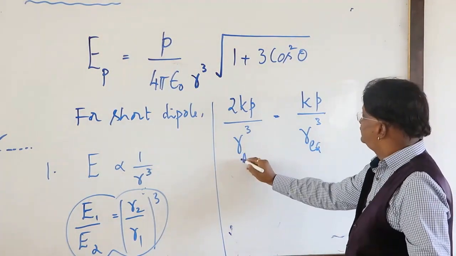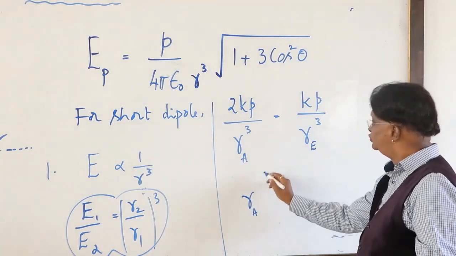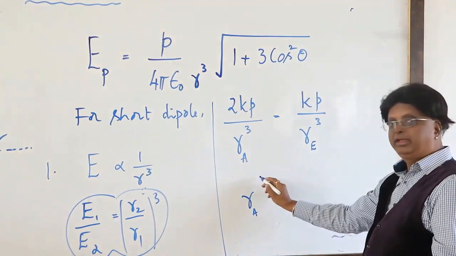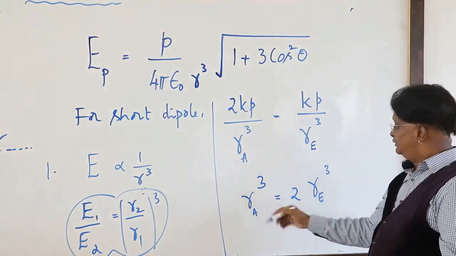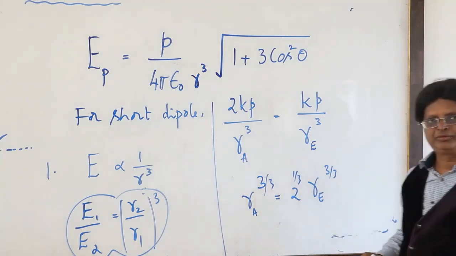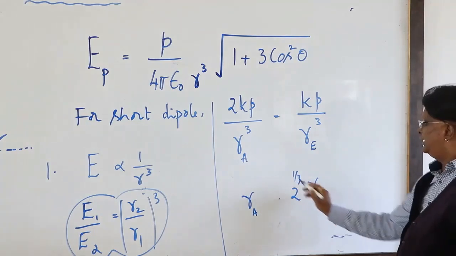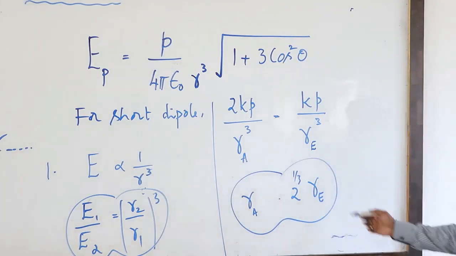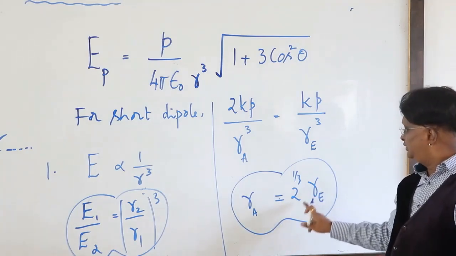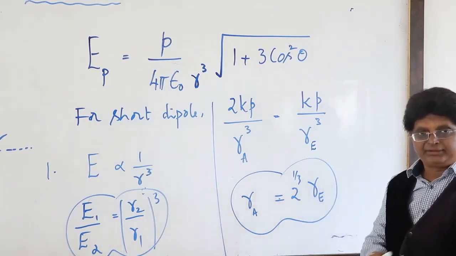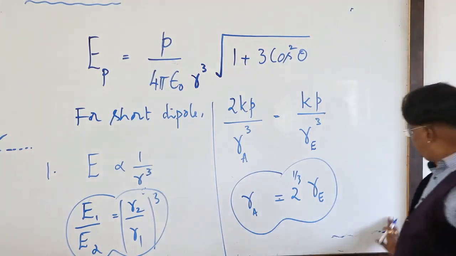Supposing I write capital A for axial and capital E for equatorial, what do you get? Common terms are cancelled. So here what you get is RA cube is equal to 2 times RE cube. Therefore, taking the cube root on either side, what is the final result? R axial is cube root of 2 times RE, that is 2 power 1 by 3 times RE. The axial point is at more distance when the intensity is the same. RA is more than RE by a factor of 2 power 1 by 3. This number I leave for you to write. Find how much more it is, whether 30% or 20% or any other number, and look for these two things.